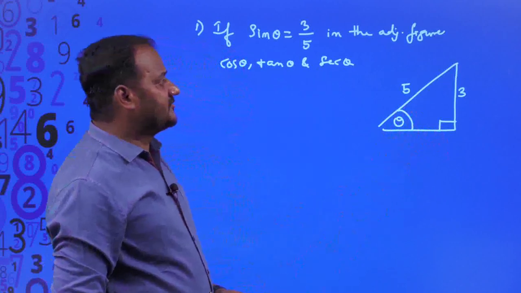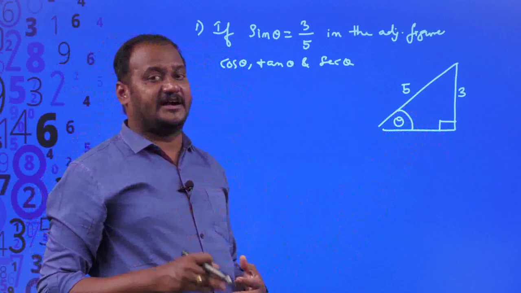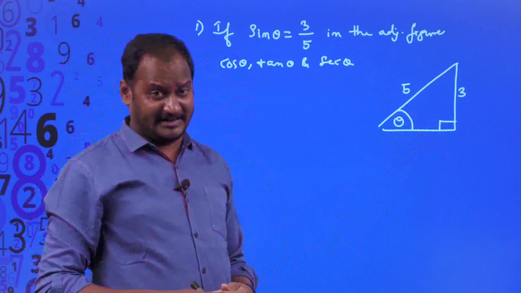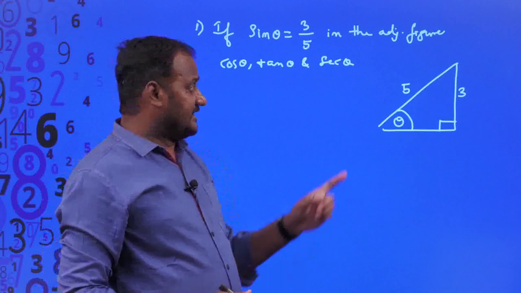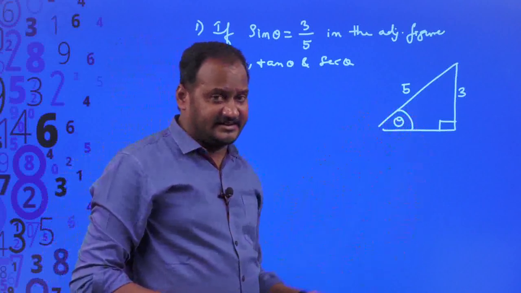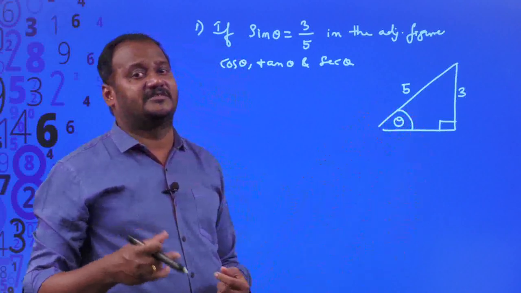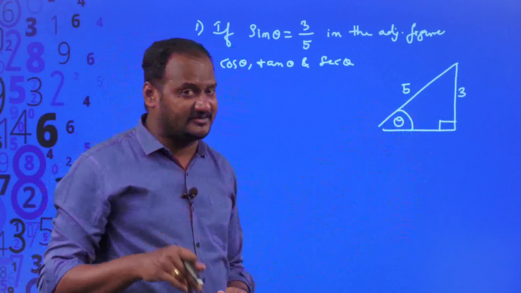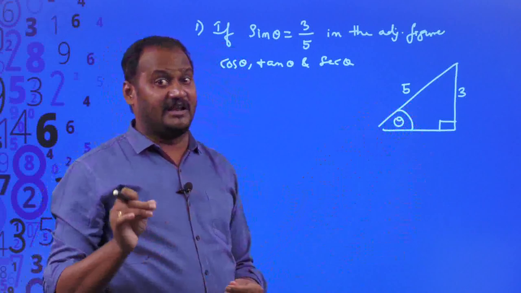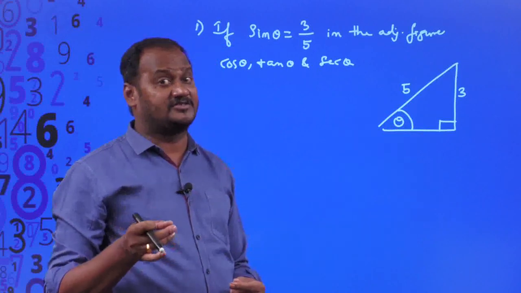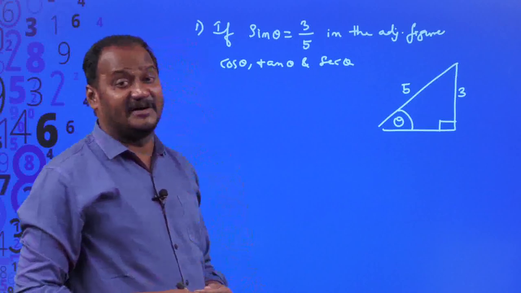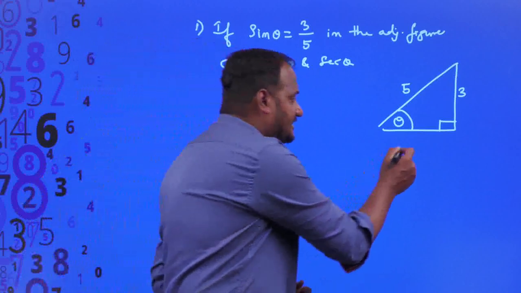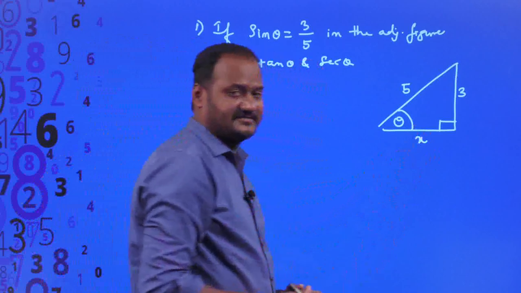So, first of all, my triangle should be a completed triangle. Completed triangle means I should know all 3 sides of the triangle. Since it is a right angle triangle, if I do not know any one of the sides, I can easily figure out that side by using a well-known famous theorem on right angle triangles. What is that? Yes, that is Pythagoras theorem. So, let us say this side is equal to x.